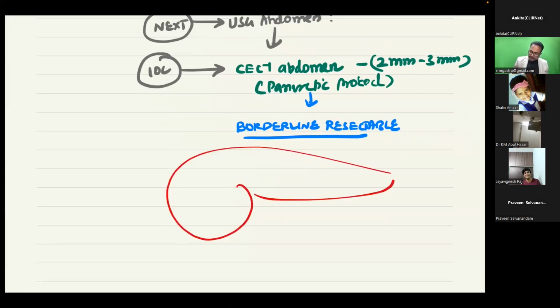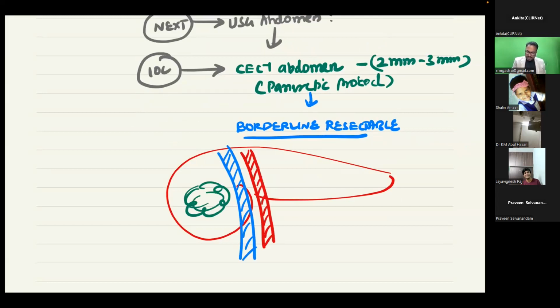Please remember, this is the pancreas. This is the portal vein. Please don't forget, this is the portal vein. And this is the superior mesenteric artery. If there is a cancer in the pancreas, borderline resectable means it is infiltrating the superior mesenteric vein or portal vein more than 180 degrees.